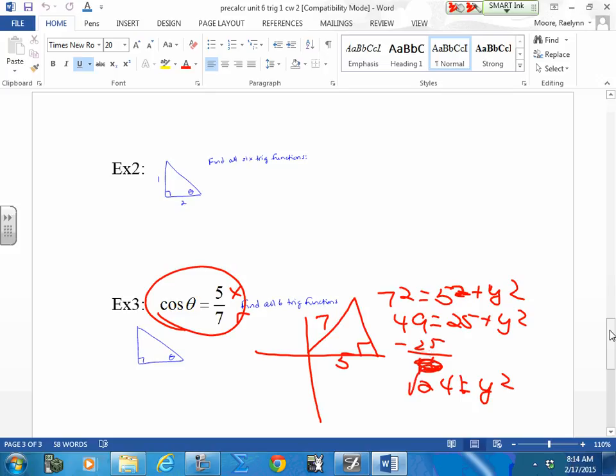When you take the square root, guys, one thing, just leave it in reduced radical form. So this is 4 times 6, so 2 radical 6. And then you can find all your trig functions with that.